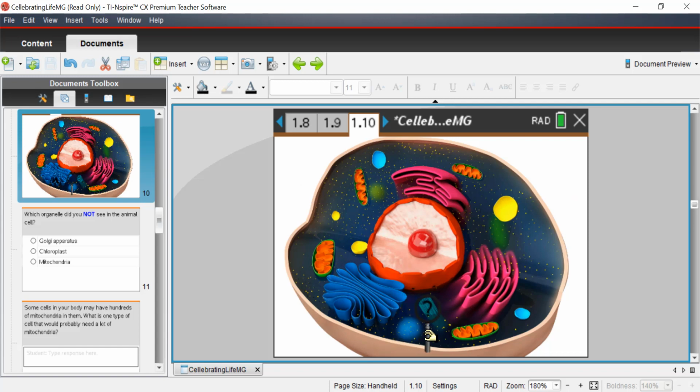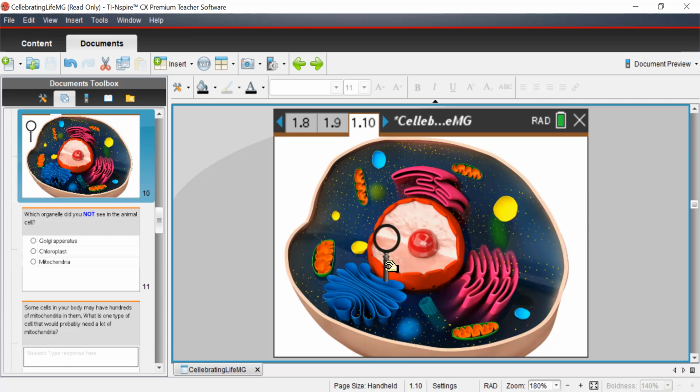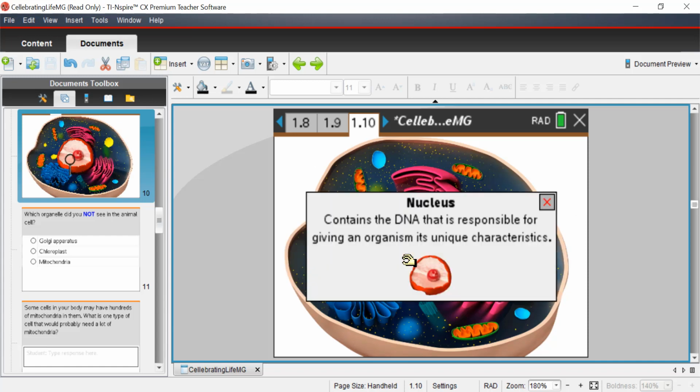All right, this is an interesting little doodad. It looks like some pasta, but it's not pasta. It's a centriole. Centriole. During cell division, these move to opposite ends of the cell, and they aid in anchoring the spindle apparatus that's responsible for separating replicated chromosomes. So, which brings me to this part. Let's see, I'll get over there.